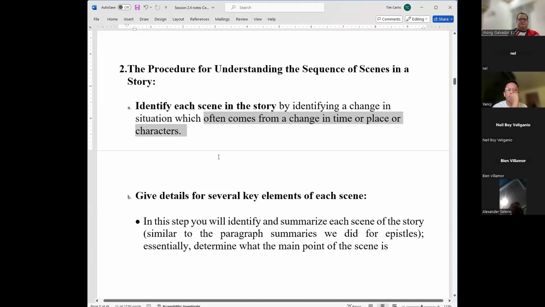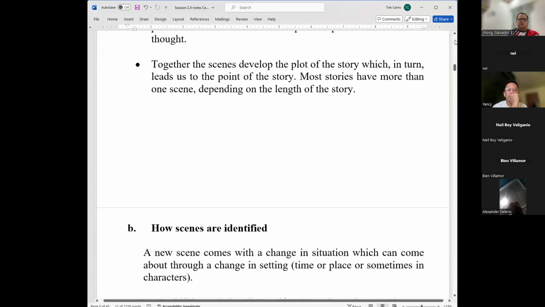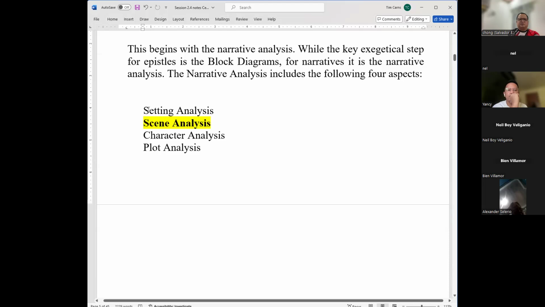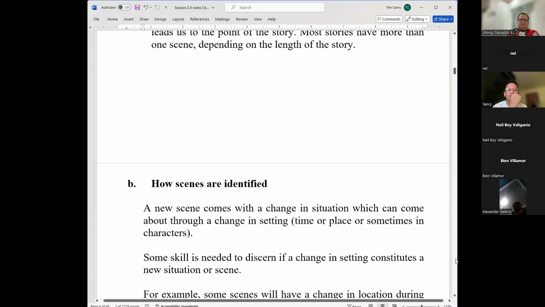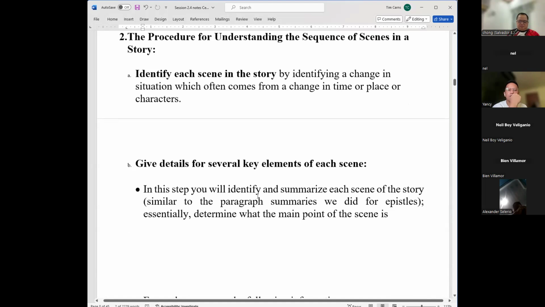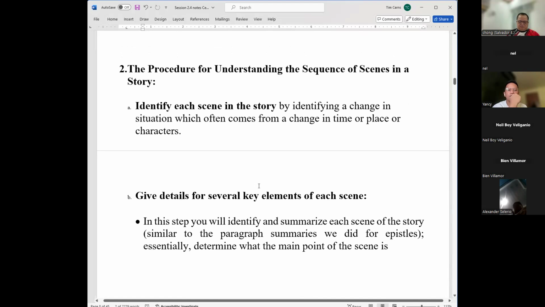So if you remember, when we did the setting analysis, the first step was that we read and observed the story. So we read through the story several times and made observations of the story, so we get familiar with the story. And then the next step is the scene analysis, where now we read through the story again and identify each of those scenes in the story. And once we've done that, then we want to look for specific details within each scene.